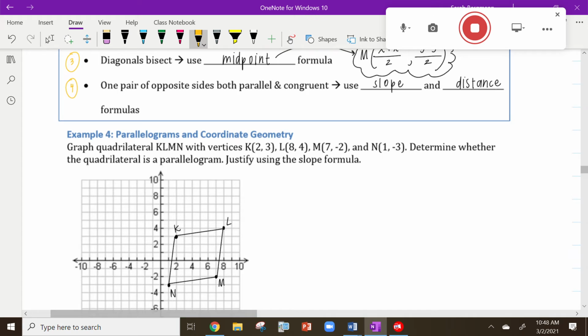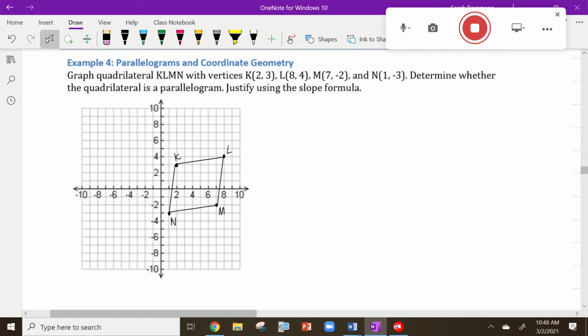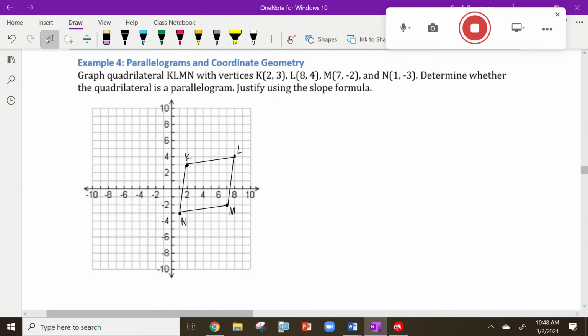Let me show you an example. It says graph quadrilateral KLMN with the vertices given. Determine whether the quadrilateral is a parallelogram. Justify using the slope formula. So if we are trying to justify using the slope formula, we are trying to check if both pairs of opposite sides are parallel. So what we will do is go through each side.